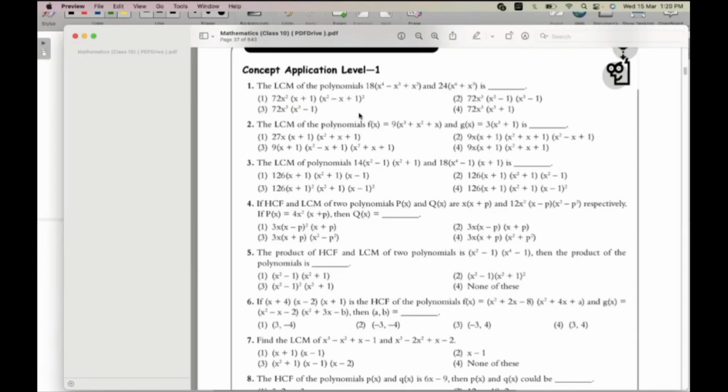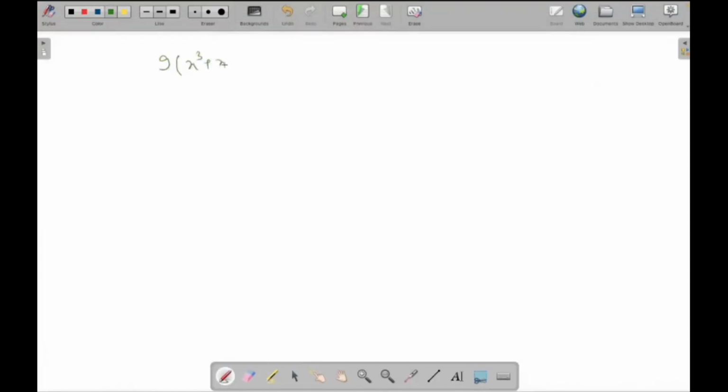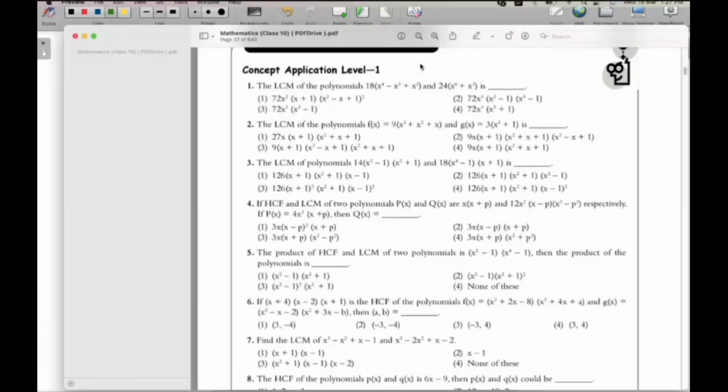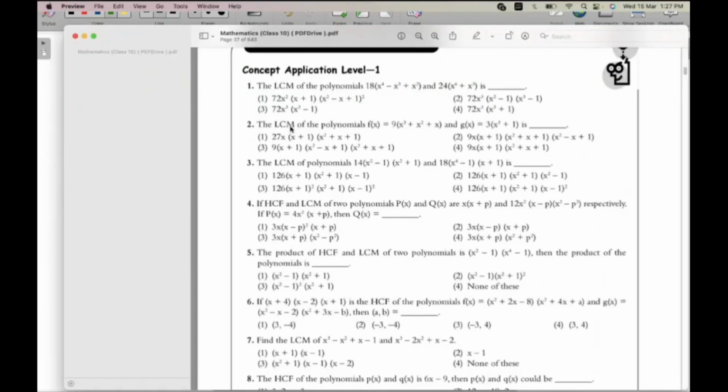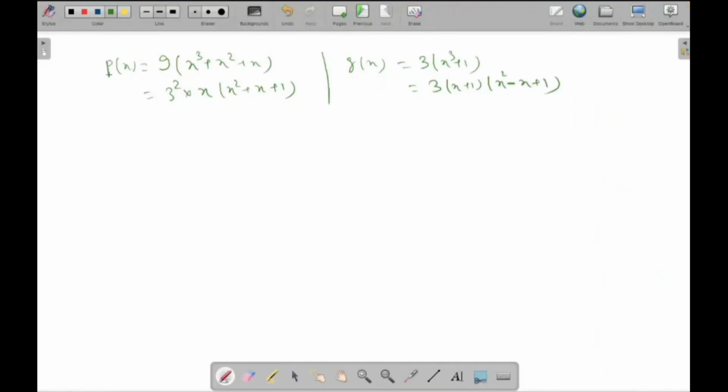Second, 2x cube plus x square plus x. This was your px or whatever. And this you got it as 3 square into x you took common, then this became x square plus x plus 1. Then you had got this one, which had 3 into x cube plus 1, which we wrote as 3 into x plus 1 into x square minus x plus 1. Now I have to get the LCM. Okay, if I have to get the LCM, this is maybe fx.